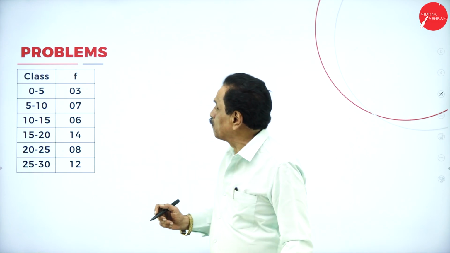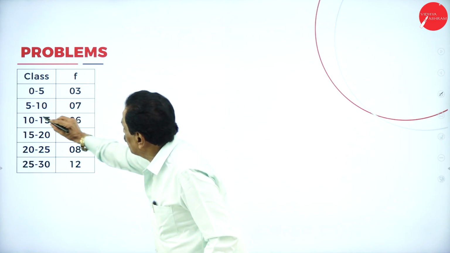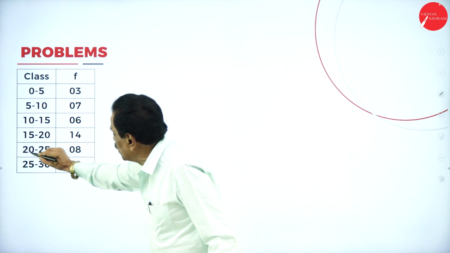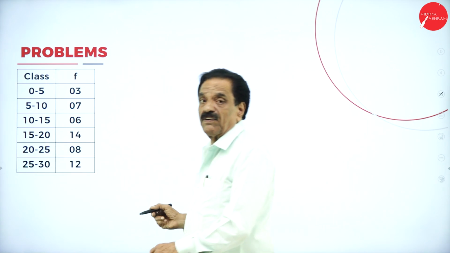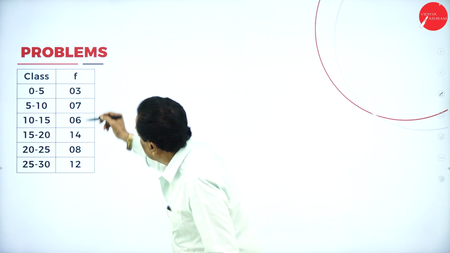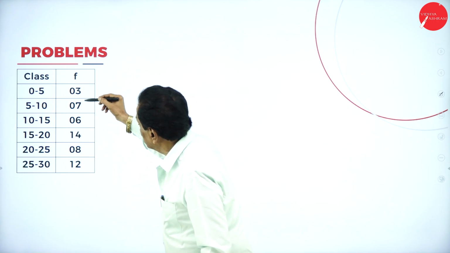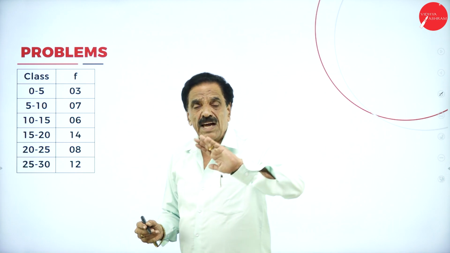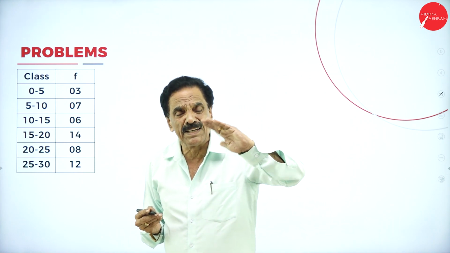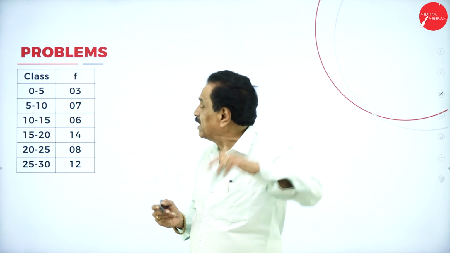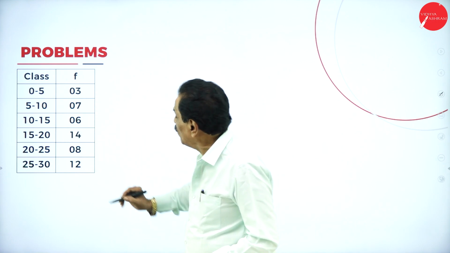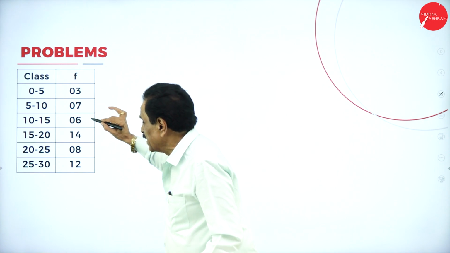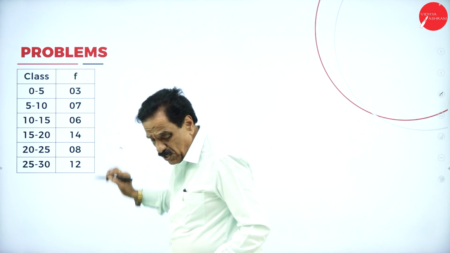This is your problem. 0 to 5, 5 to 10, 10 to 15, 15 to 20, 20 to 25, 25 to 30. This is your frequency. See the frequency: 3, 7, falls down to 6, increases to 14, 8, 12. There must be a variation in the numbers, then only it is called frequency. See the board.